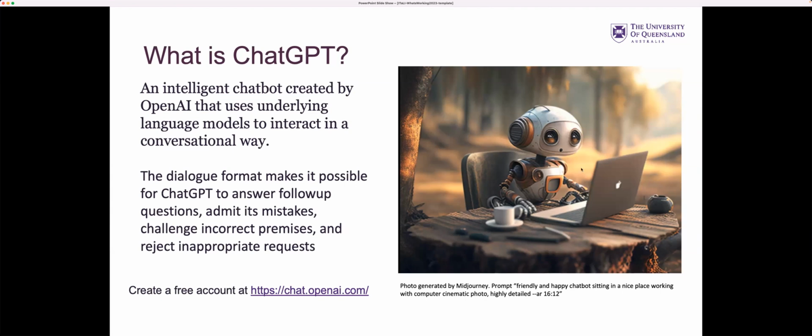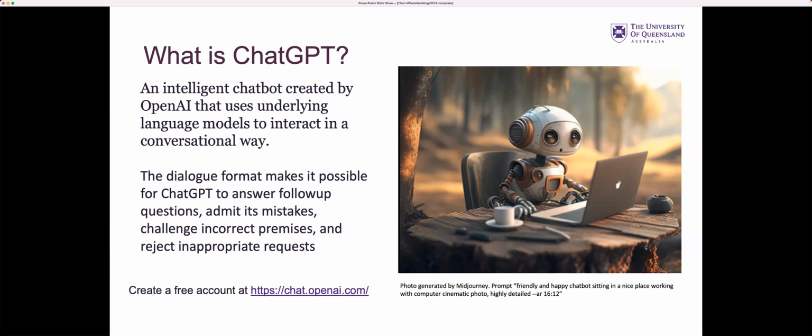This is kind of my image of what ChatGPT looks like. This is also generated by AI. It's a friendly and happy chatbot sitting in a nice place, working with a computer, looking awesome. The dialogue format makes it possible for ChatGPT to answer follow-up questions, admit mistakes, challenge incorrect premises, and reject inappropriate requests. And it is a changing landscape.